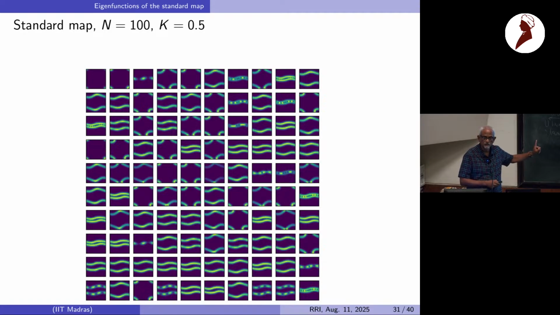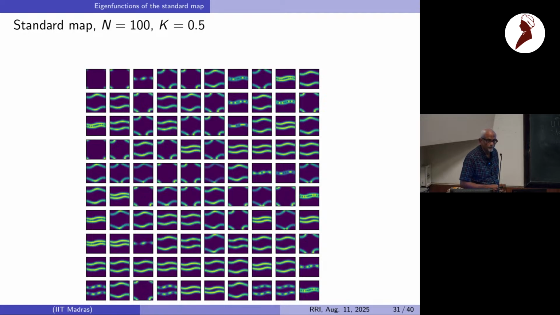I'll finish with this. So N is 100, K is 0.5, remember, is not chaotic. There are these KAM tori, and there are 100 eigenfunctions I've managed to squeeze into this. Each one is a coherent state representation. You can see that this one is influenced by the periodic orbit at the origin. This one is influenced by the period 2 orbit, but we would not call this scarring because they are actually stable orbits. Here you can see the island forming around this.